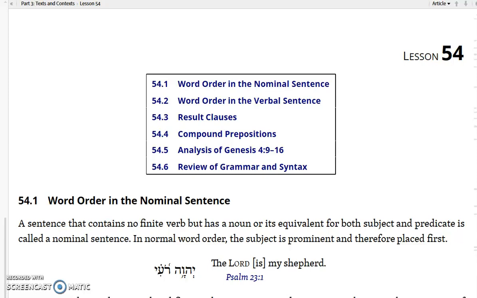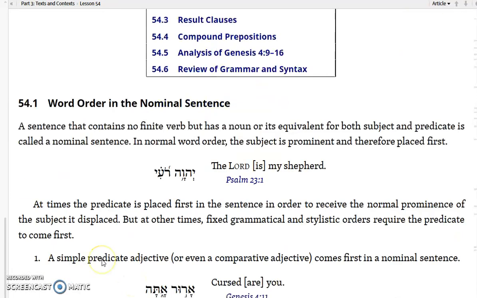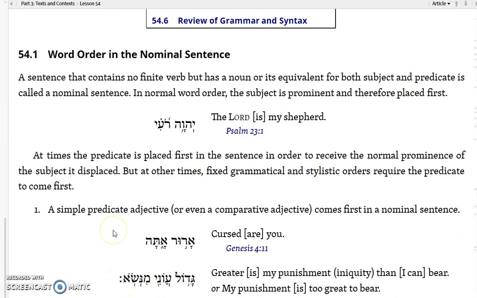We now come to the last of the lessons in Ross. Hooray, hooray. Lesson 54. Lesson 54.1. Word order in the nominal sentence.